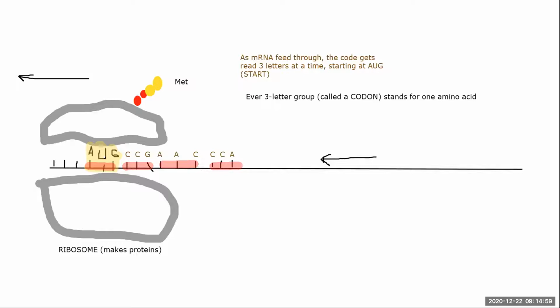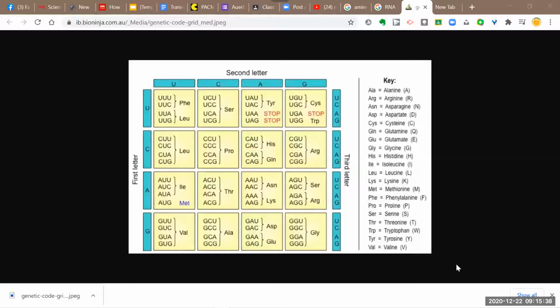So let me put that in the chat. CCG is the amino acid. So if people could please privately message me the amino acid that it stands for, so that we can start getting a handle on this. So CCG. So we're going to go over here. All right, CCG.